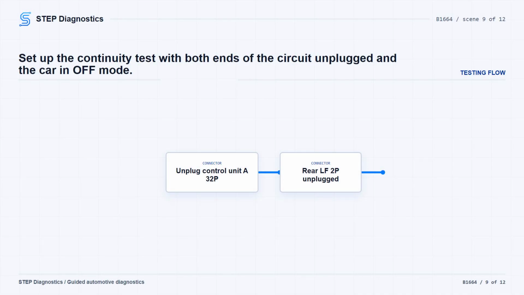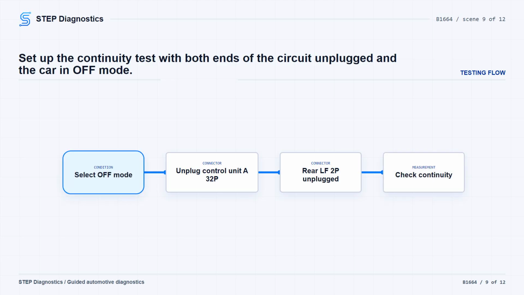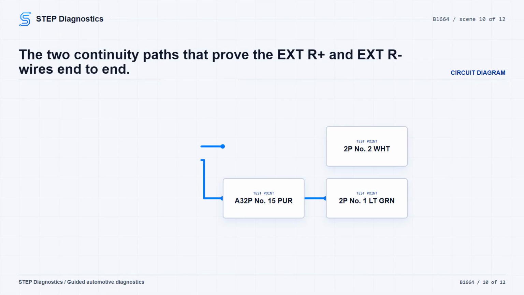For the open wire check, press the engine start/stop button to select the OFF mode. Disconnect keyless access control unit connector A, the 32P connector. With connector A disconnected and the rear interior LF antenna 2P connector still disconnected, check continuity on the EXDR plus and EXDR lines. For EXDR plus, check between keyless access control unit connector A no. 31, the PNK wire, and rear interior LF antenna 2P connector no. 2, the WHT wire.